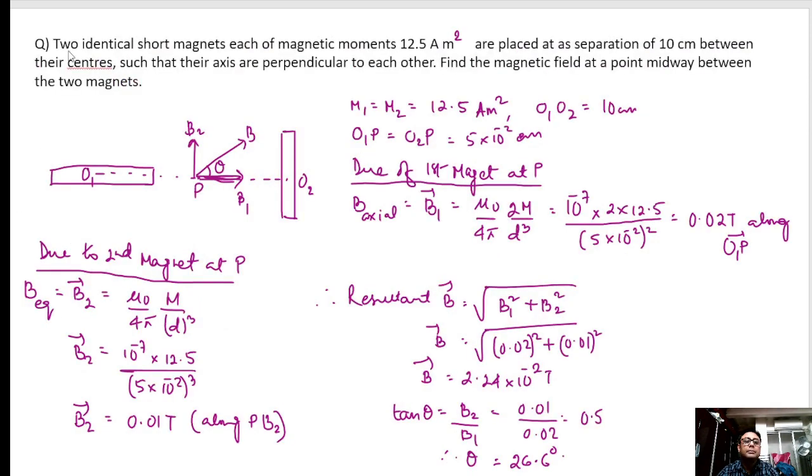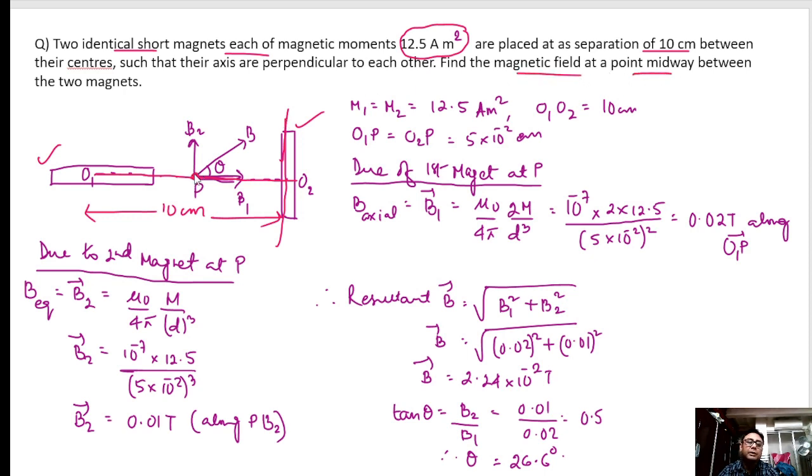Next sum, there are two short identical magnets, as you can see, one magnet, two magnets, magnetic moments are given to us. This placed 10 centimeter between them, that means this is 10 centimeter. Okay, such that their axes are perpendicular. Yes, their axes are perpendicular. Find the magnetic field at a point midway between them.